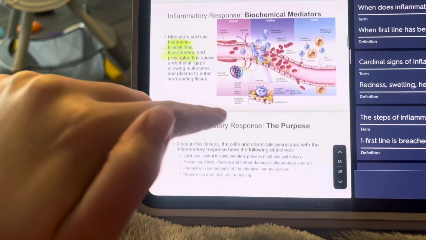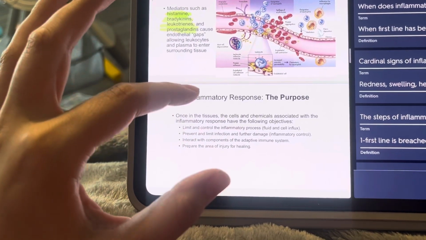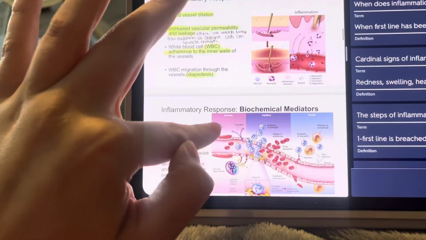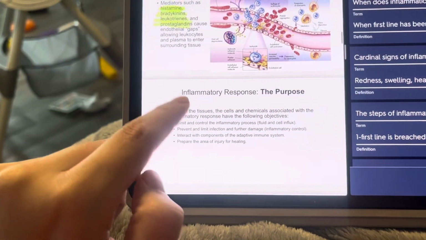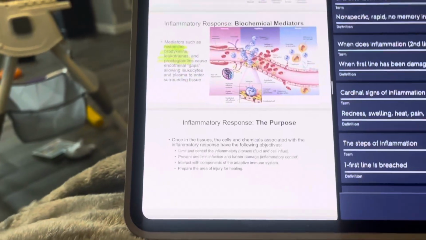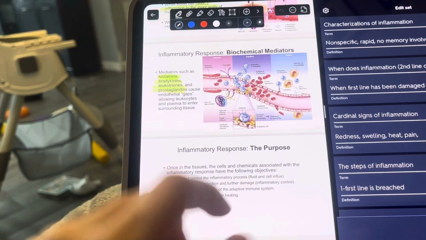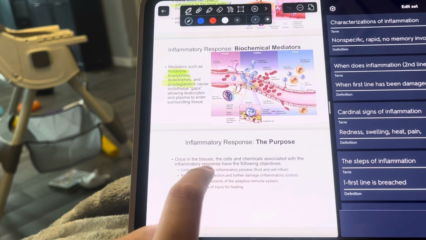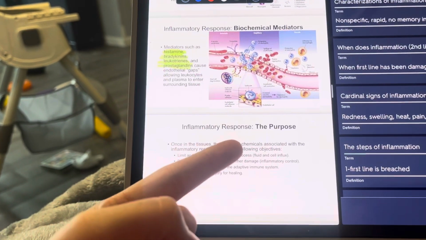Okay. So what is the purpose of this? Why do we have this, or really just inflammation, our second line in general? Well, we have this because we want to control our inflammatory process.